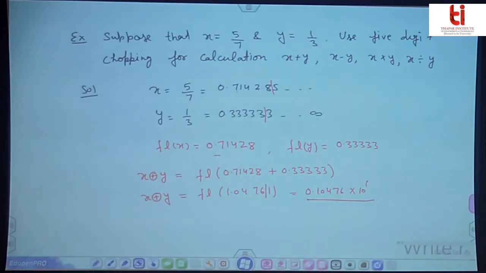Similarly, we can compute the value of x minus y, x multiplied by y. So let us write it in a table. You can verify the result from here: result, actual value, absolute error, relative error.